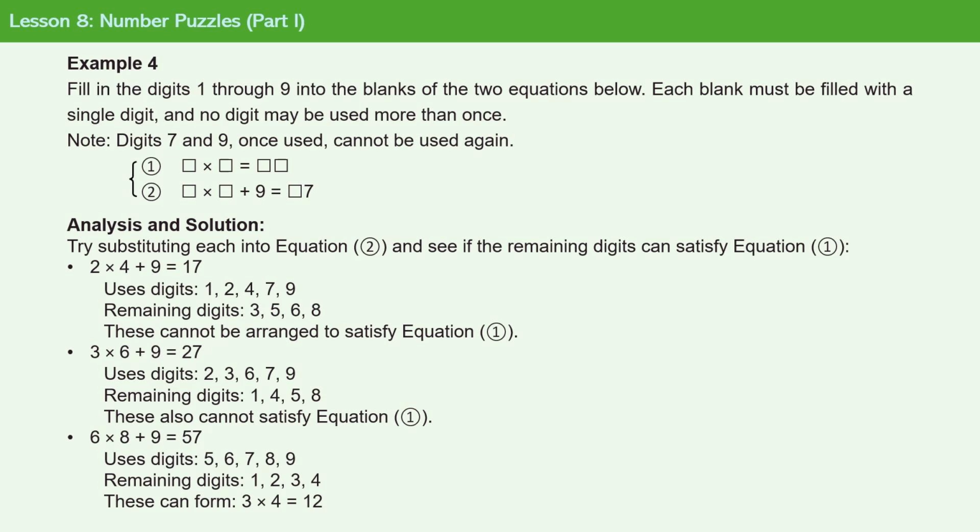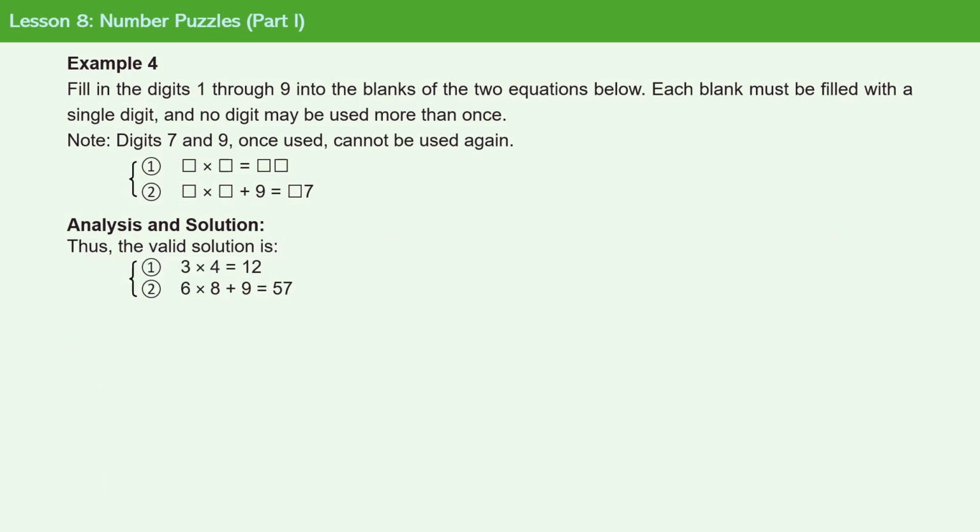6 times 8 plus 9 equals 57. Uses digits 5, 6, 7, 8, 9, remaining digits 1, 2, 3, 4. These can form 3 times 4 equals 12. Thus, the valid solution is equation 1, 3 times 4 equals 12, equation 2, 6 times 8 plus 9 equals 57.